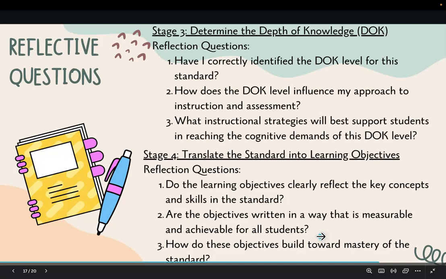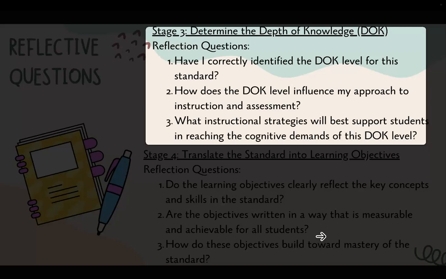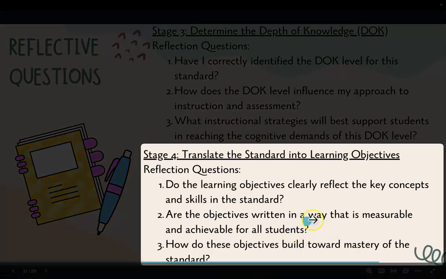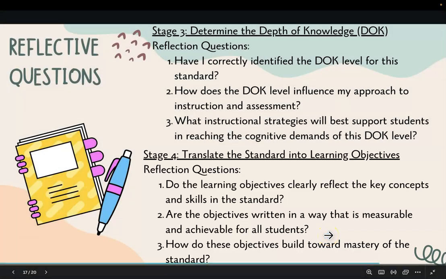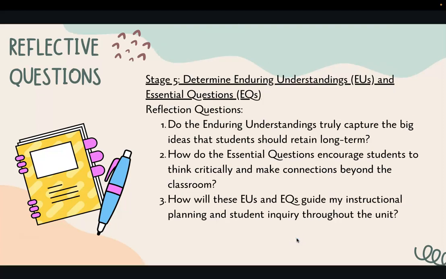Here are some others for stage 3, where we're determining the depth of knowledge. Have I correctly identified the DOK level, right? What instructional strategies will best support students in reaching the cognitive demands of that level? Some stage 4 reflection questions: Do the learning objectives clearly reflect the key concept? This will be stage 5. Yeah, because I put the EU in stage 5. Oh, I switched it around.